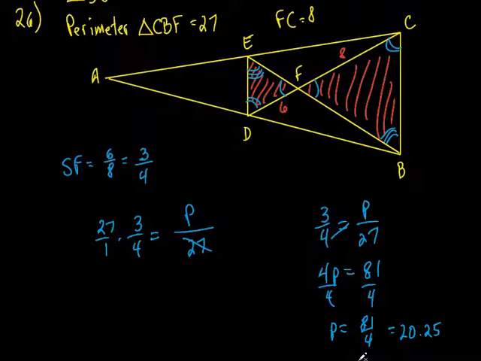But look what you had to do here. With this, all you had to do was one step. Just multiply by 27, and then there you go. 81 over 4, and you're done. You got to see that, right? Yeah, I like those.